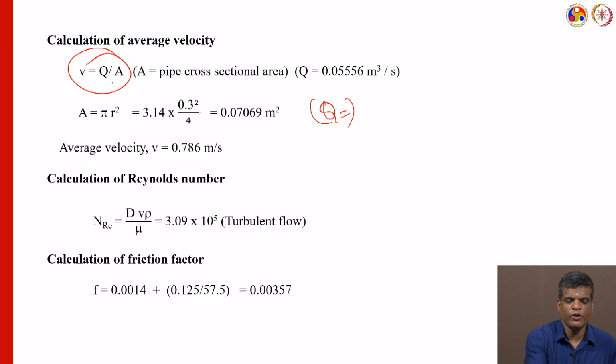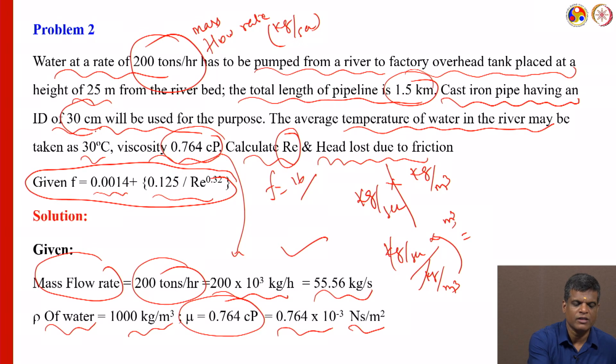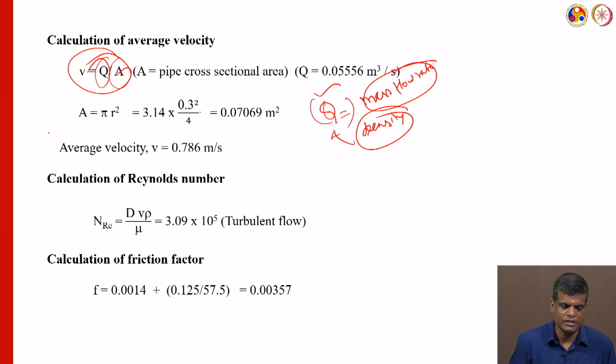So, here V equal to Q by A. The Q, the volumetric flow rate, we have to get from the mass flow rate, which we know already, and the density. Both we have to use to get the value of Q, the volumetric flow rate. So once the Q value is done, then you know the cross sectional area, because the radius of the pipe is already given as 30 centimeter, so we can use the diameter directly. From there we calculate the velocity as 0.7 meter per second.